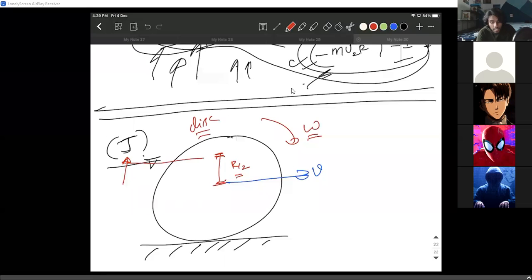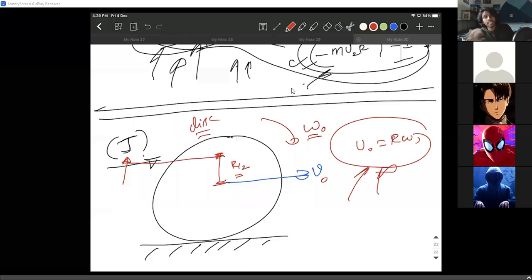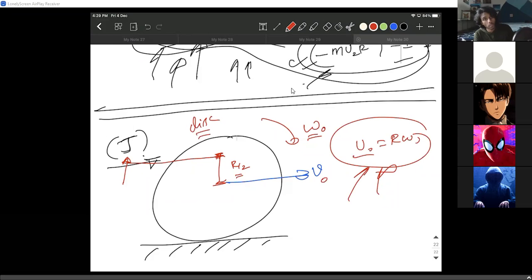If you give the impulse at exactly this position, the V naught and omega naught it achieves are in the right ratio, V naught equal to R omega naught. So it immediately gets into pure rolling.